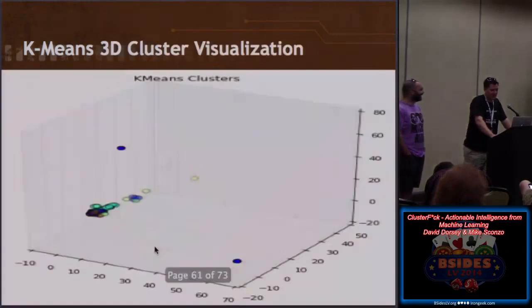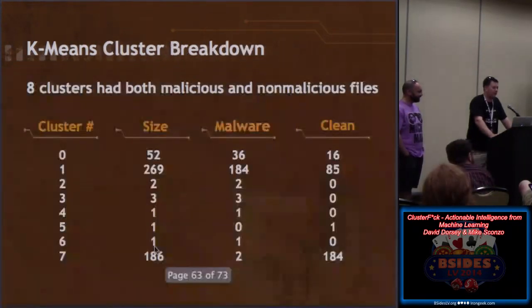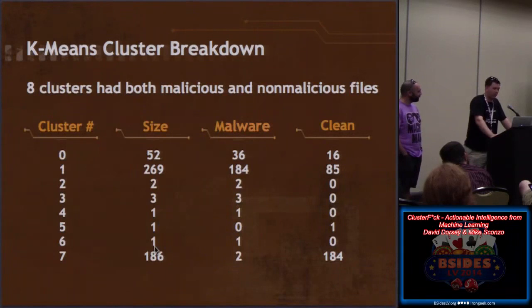Again, so PCA didn't change much. Still the penis there. And zooming in, another pretty graph. 8 clusters had malicious and non-malicious. You can see the cluster labeled 1 there, mostly malware, but still a good amount of clean. But that bottom cluster, strong number of Windows files.